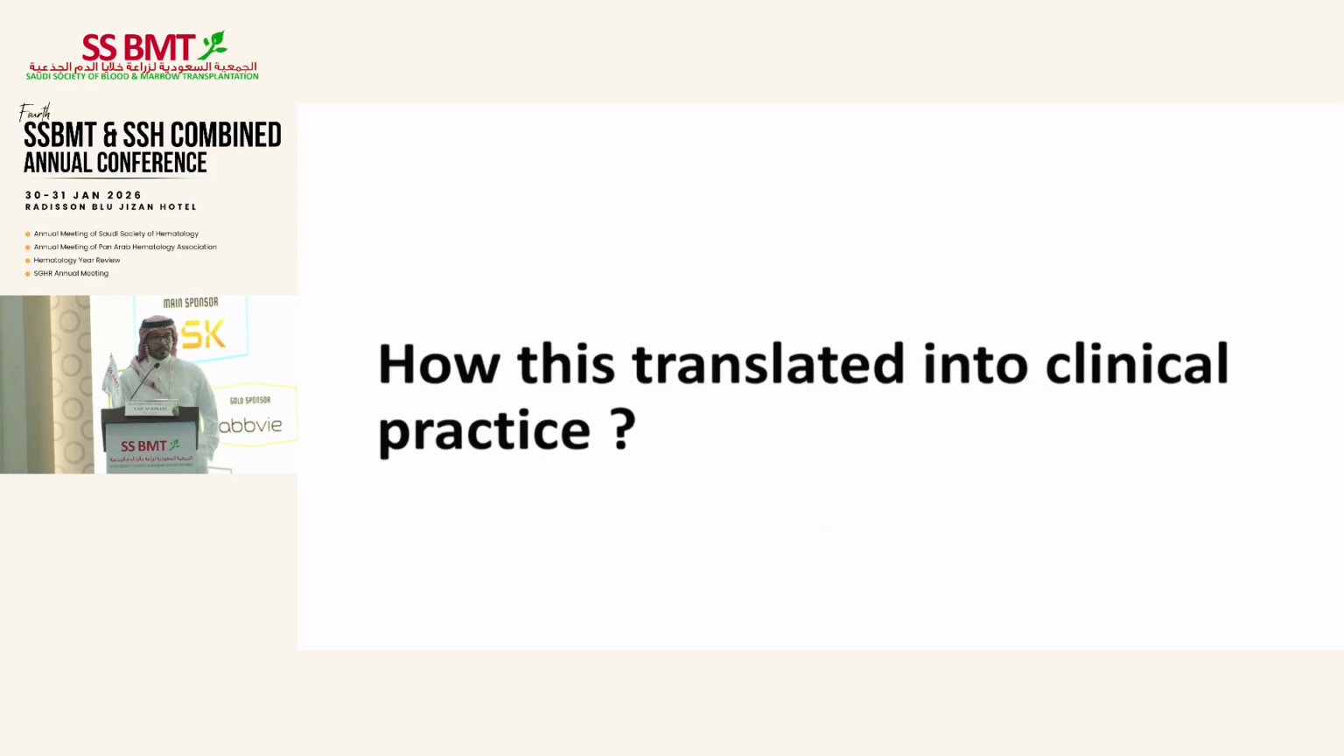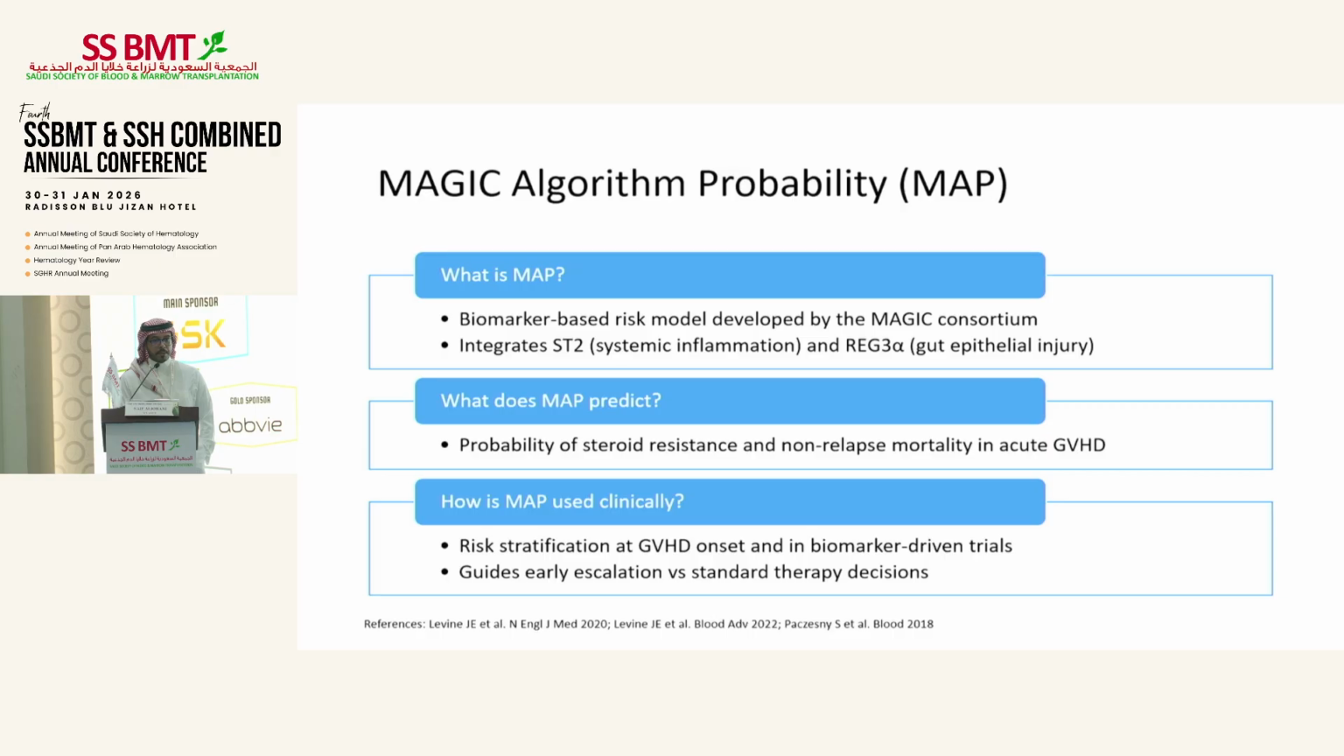Okay, so lots of talk about biomarkers and biology. Now, how can this be translated into clinical practice? So now we have something called the MAGIC algorithm probability. It has been there for a while. I haven't used it myself, because you need to send it to a reference lab, which we don't have at the current time.